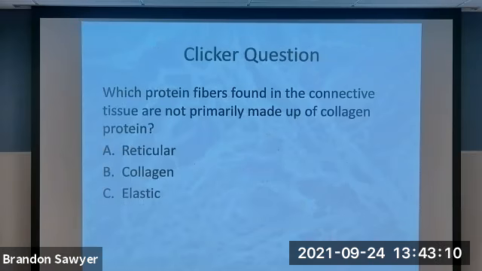Let's do this one real quick. Out of those 3 protein fibers, which protein fiber is not primarily made up of collagen? Go ahead and double check with the people on your team.